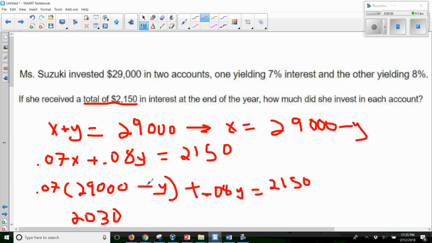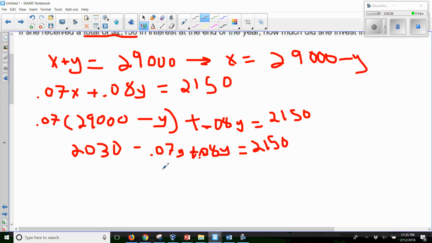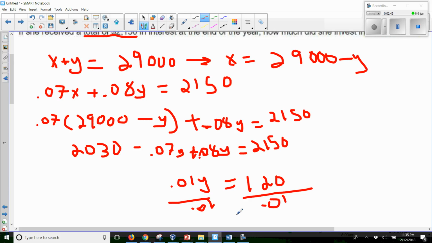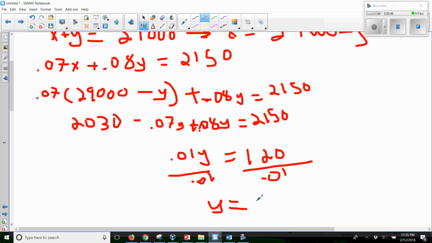Okay, and then minus 0.07 Y, plus 0.08 Y equals 21.50. So if we add our Y's together, we're actually going to get 0.01 Y. And if we subtract 2,030 from both sides, we're going to end up with 120. All right, now if I divide both sides by 0.01, I'm going to get the amount invested in account Y is $12,000.